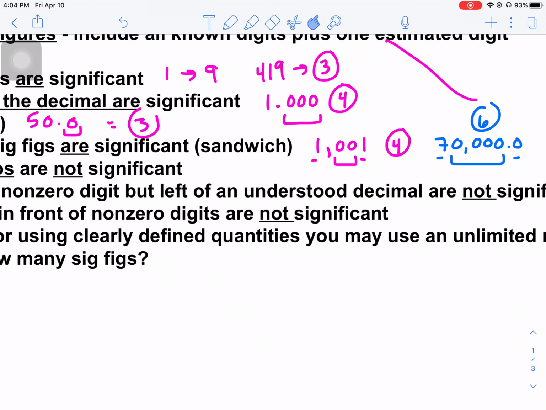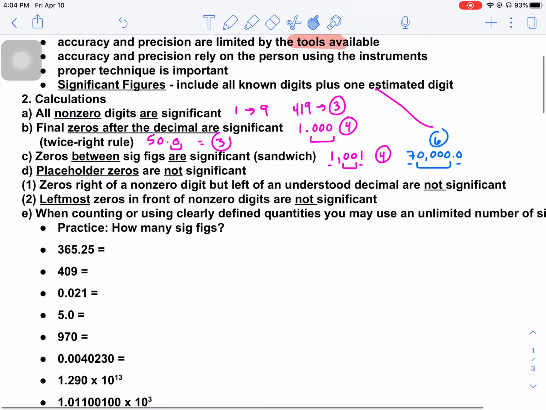Now let's talk about when they're not significant. And guys, zeros can be quite tricky, and we're going to go through some examples here in a few minutes. I think if we do some examples, it'll come clear. But let's talk about when they're not significant: simply when they are placeholders. And what is a placeholder? I thought all these zeros in the examples above were placeholders. Well, placeholder has a very specific definition.